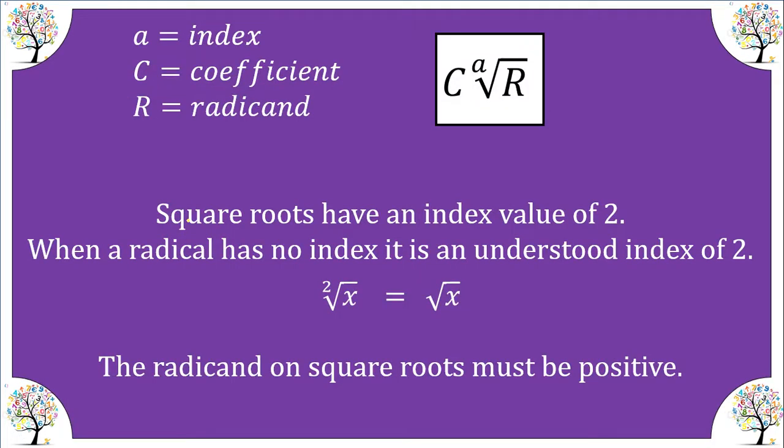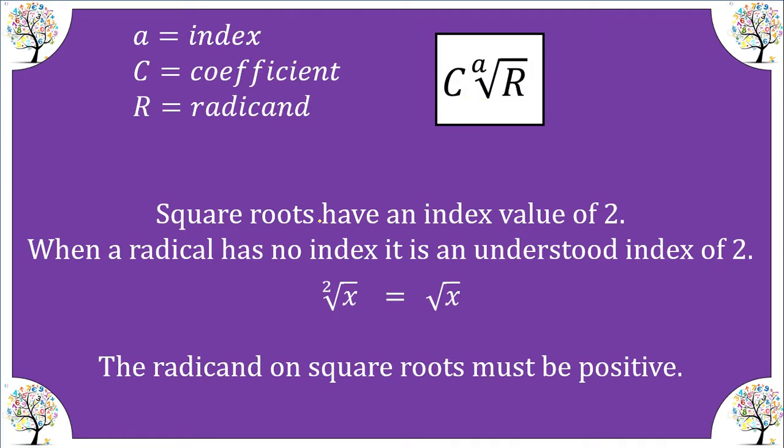Let's take a look at the parts of a radical expression. So here we have the coefficient, which is the number on the outside that is multiplied by the radical expression itself. This is your index. Remember, it tells you how many times the radicand was multiplied to get that value. And the number or expression under the radical symbol is called the radicand. So this whole thing is a radical expression, and here are the components.